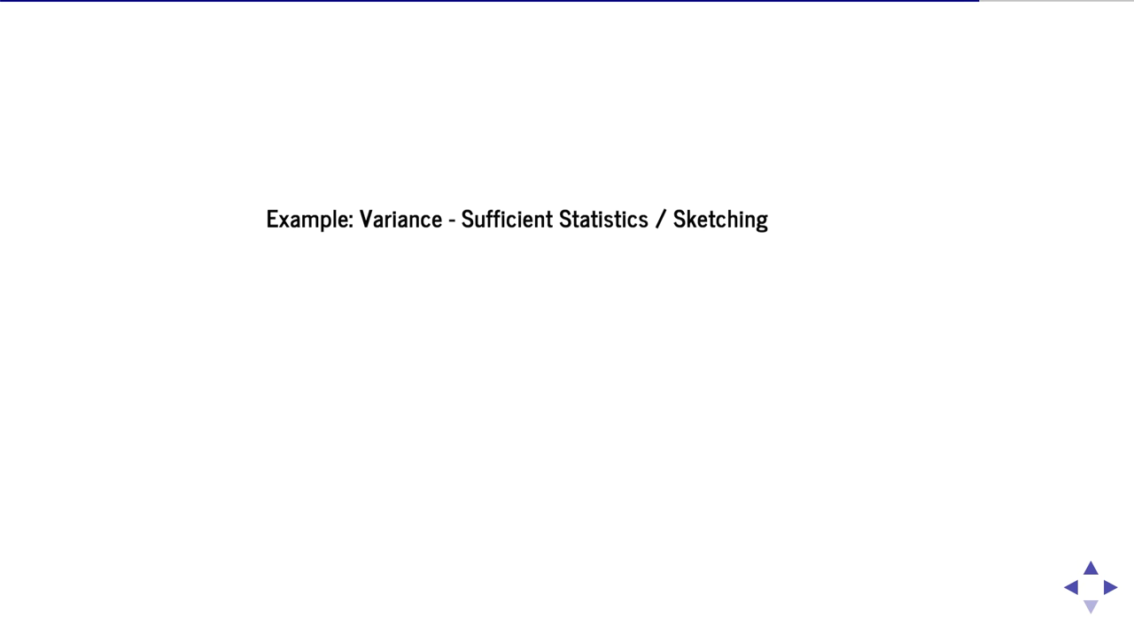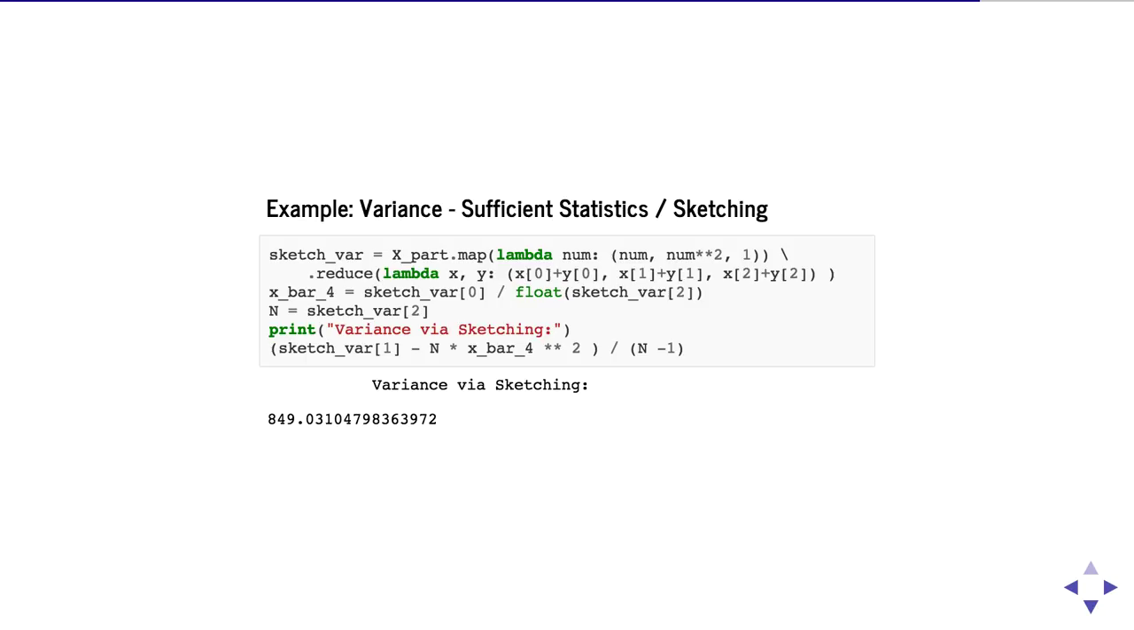And it's slightly different from the sketch model, where we create the number squared, and also 1, then add them all up together from the sketch, and then do the calculation at the very end, and get our calculation of variance. That's basically it. Any questions?